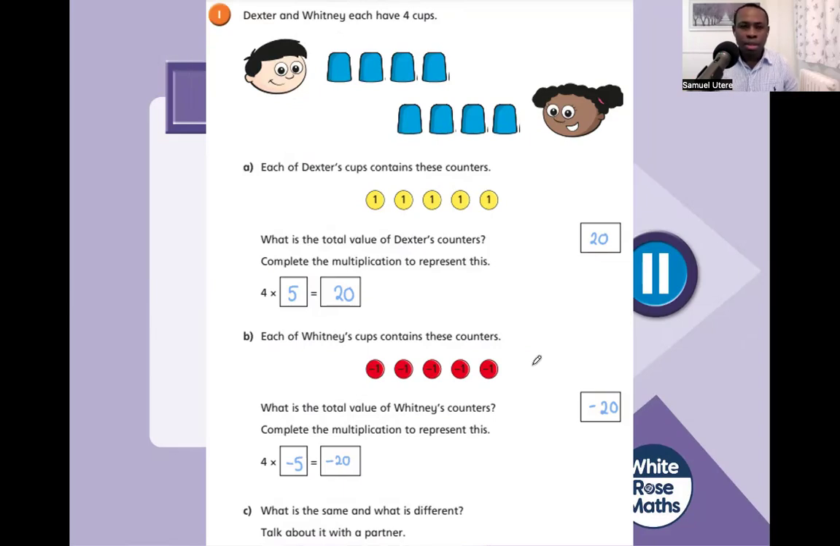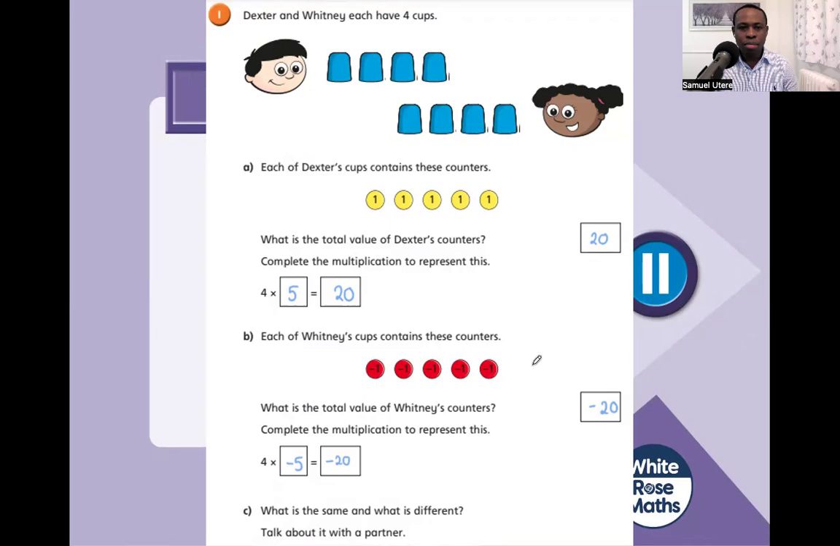So here you can see that Dexter and Whitney each have 4 cups. They've been shown the cups. Each of Dexter's cups contains these counters. If you've been told what counters they contain, what is the total value of Dexter's counters? Each of Dexter's cups contains 5 counters. So we just do 5 times 4, which is 20.